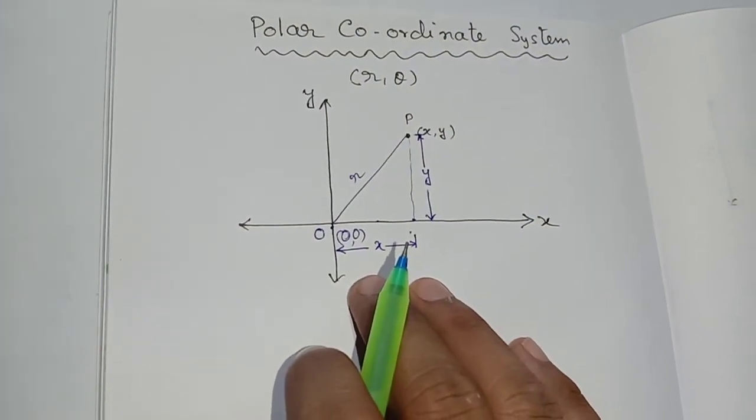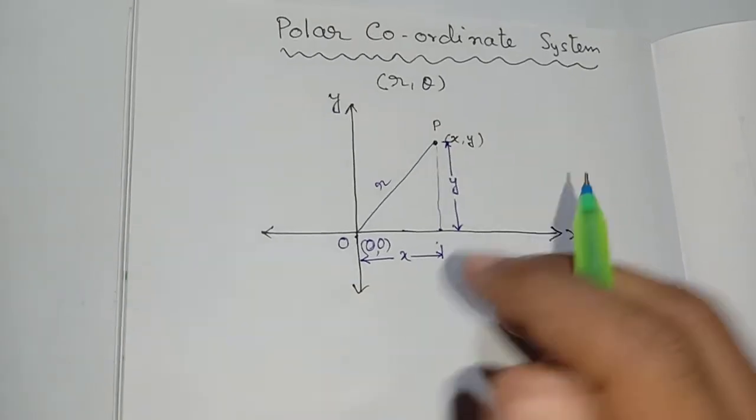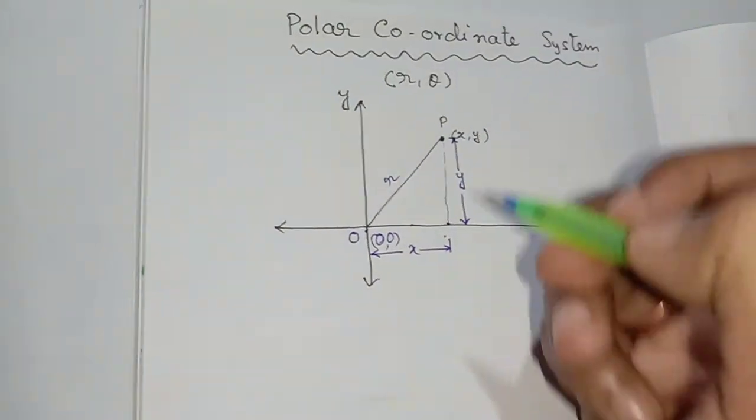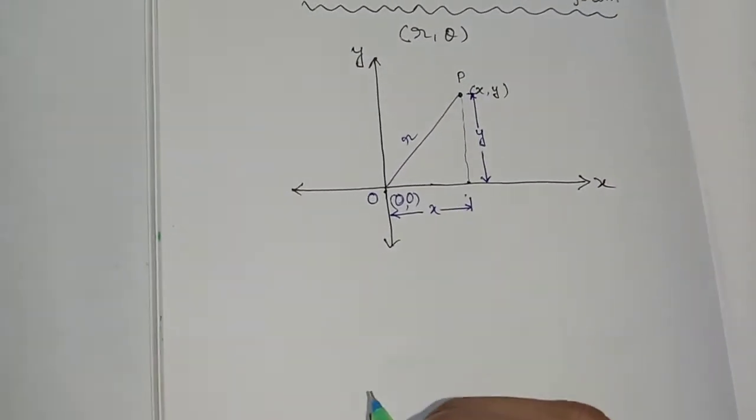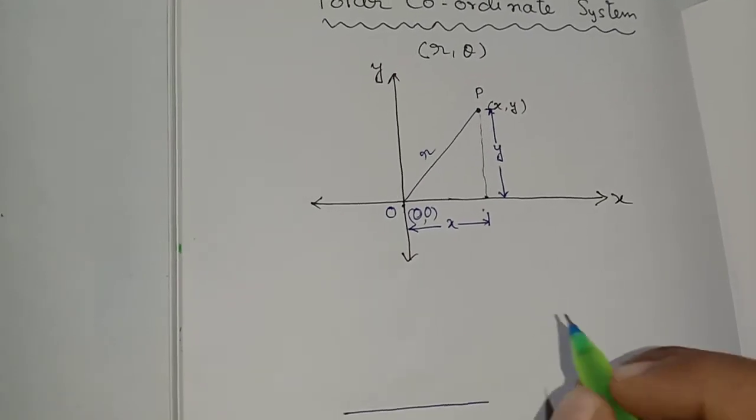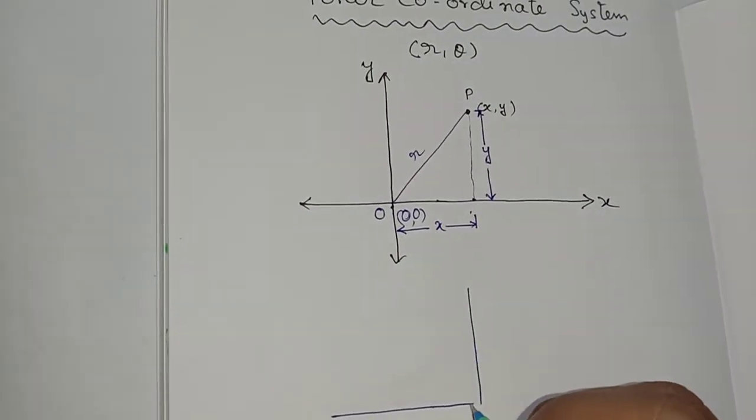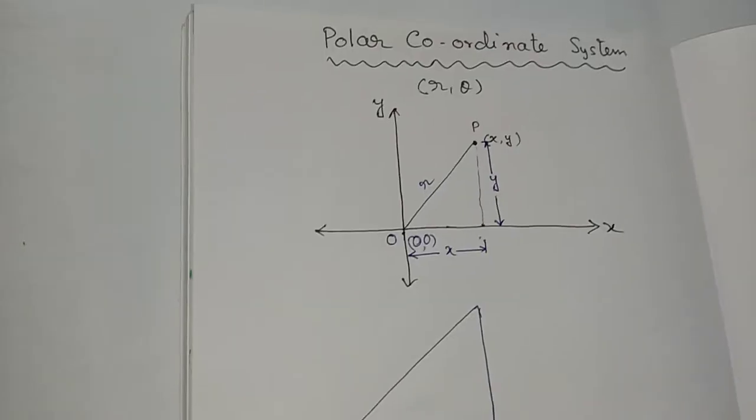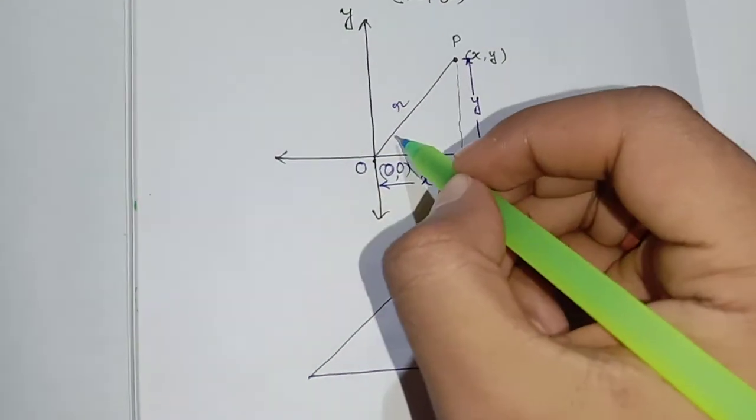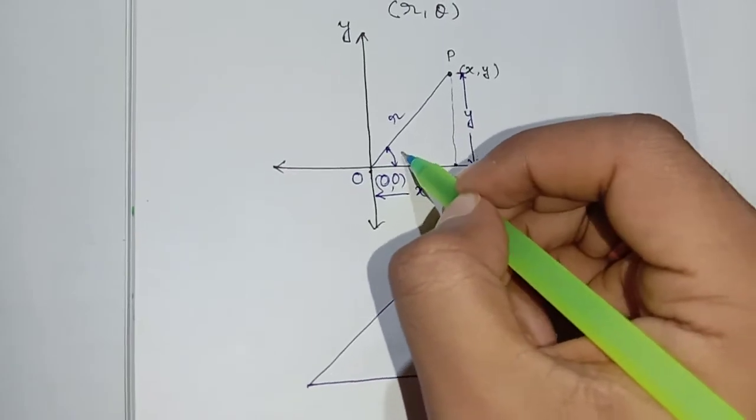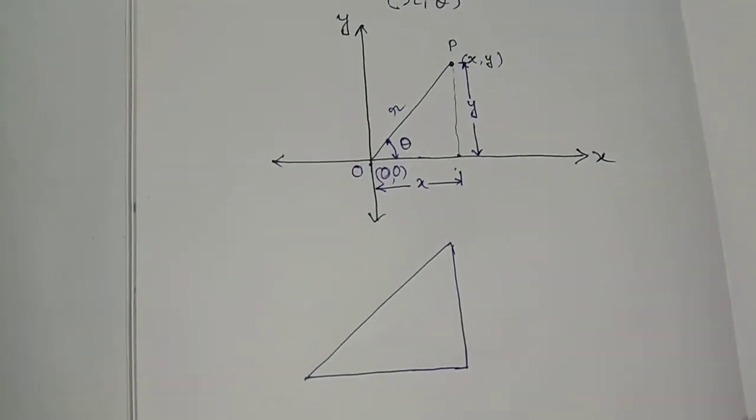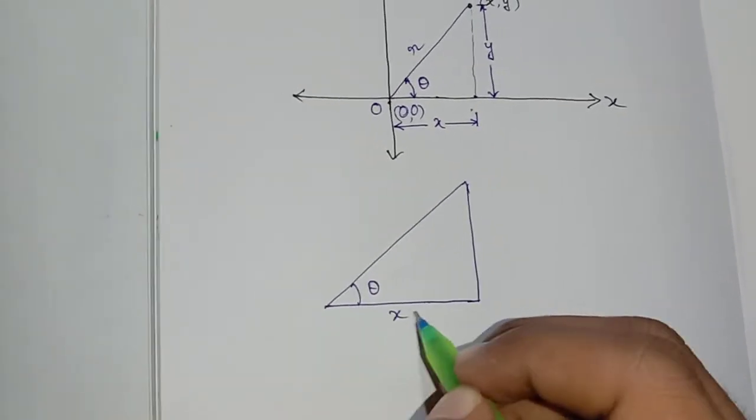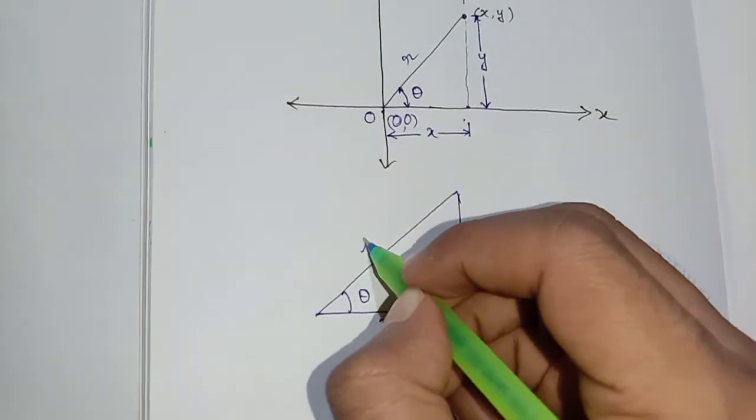So it is very clear that it forms a triangle, and if we draw it individually, this drawing, and assume that the angle is theta angle. So it is a theta angle and the sides are x, y and r.